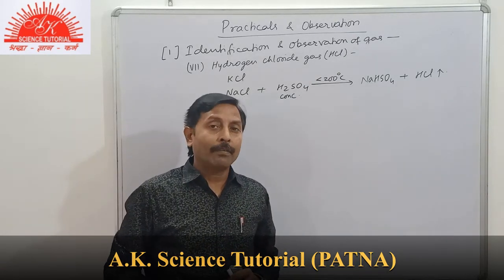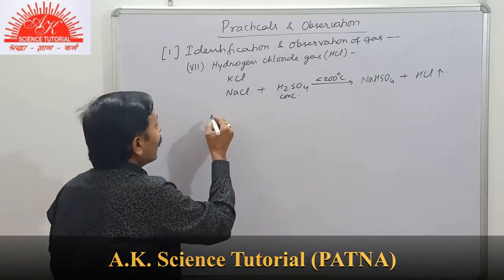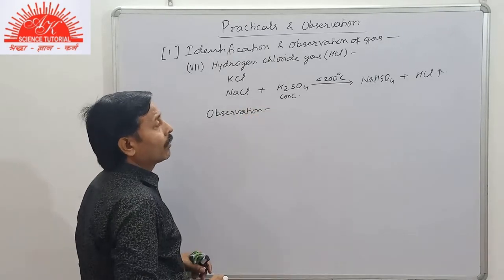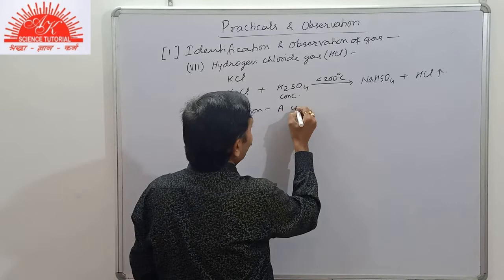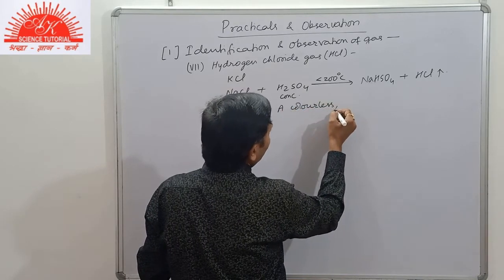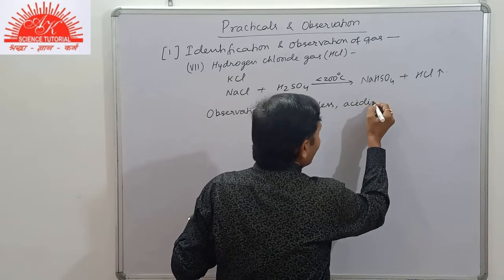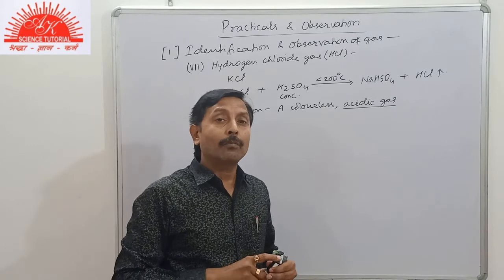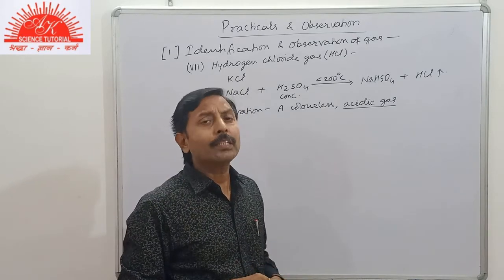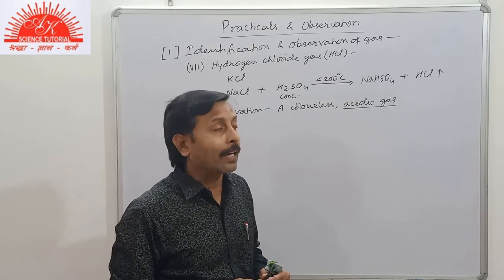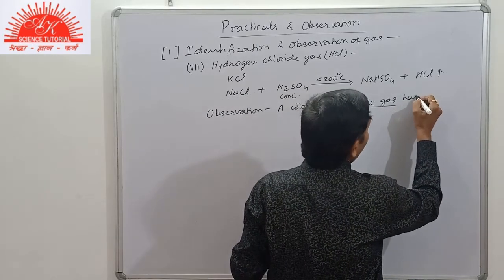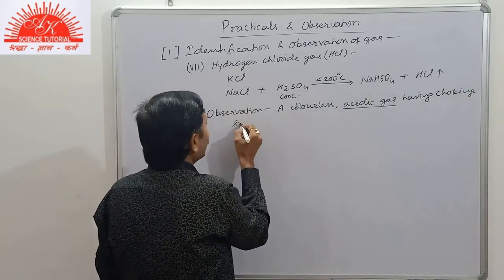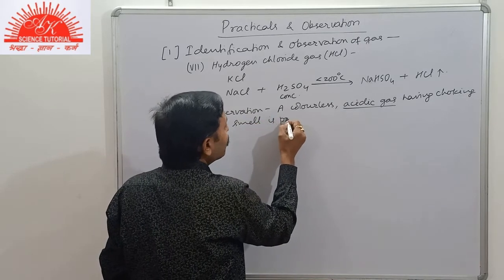How is the gas identified? So, if we write its observation, now we will have many tests related to it. First, it is a colorless acidic gas. Now, wherever we write acidic gas means it turns moist blue litmus paper red. That is, the test for acid or indicators can be used. Acidic gas having choking smell is produced.